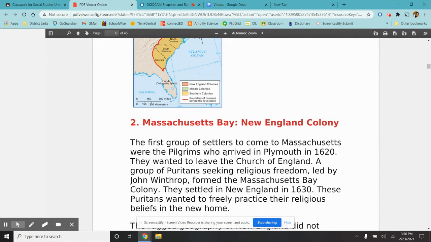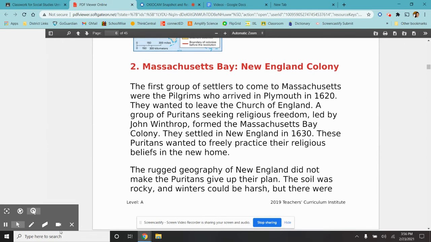The first group of settlers to come to Massachusetts Bay were the Pilgrims, who arrived in Plymouth in 1620. They wanted to leave the Church of England. A group of Puritans seeking religious freedom, led by John Winthrop, formed the Massachusetts Bay Colony. They settled in New England in 1630. These Puritans wanted to freely practice their religious beliefs in their new home. So that is the reason why they were founded.